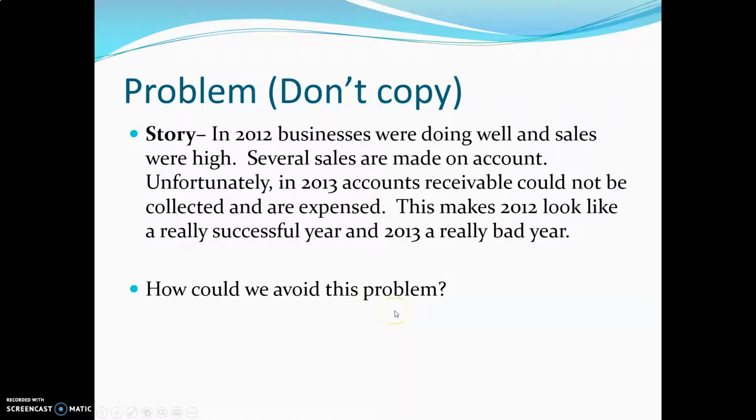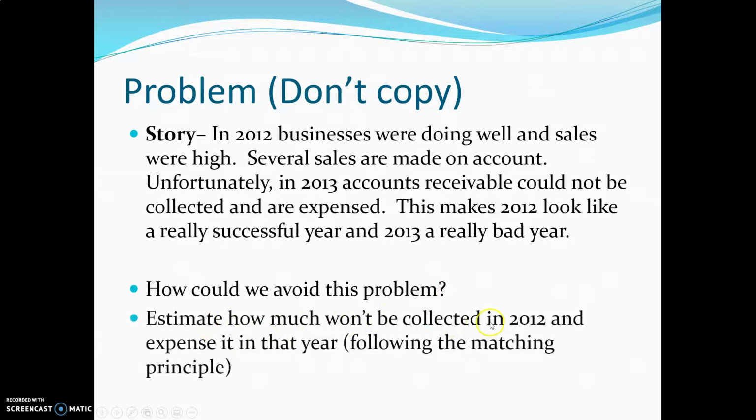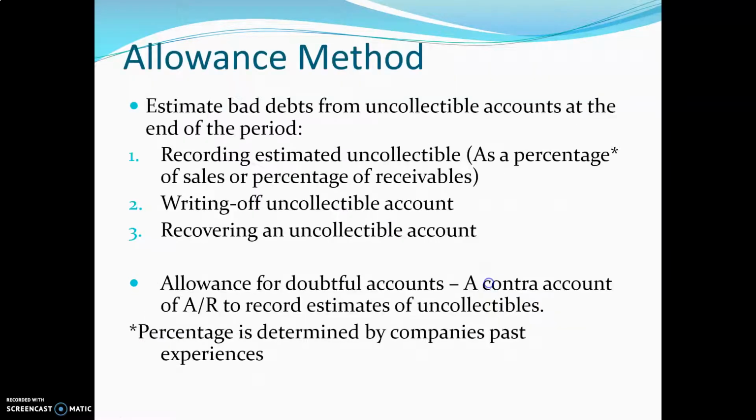We apply the matching principle, and we try to expense whatever we think we couldn't collect in 2012, attributed to 2012. We estimate how much won't be collected in 2012 and expense it in that year. So we don't wait until the following year. We try to expense it in the year that we expect we lost it.